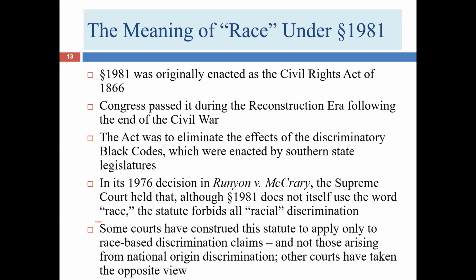By the way, I somewhat tweaked this language, so if you have an earlier edition of this slide, you may see that I've added a little bit more to explain that this is somewhat of an in flux issue. So certainly if your client is advancing a national origin claim, you ought to go ahead and advance a Section 1981 claim. Obviously, if your client is advancing a race claim, it's a no-brainer to also include a Section 1981 claim.